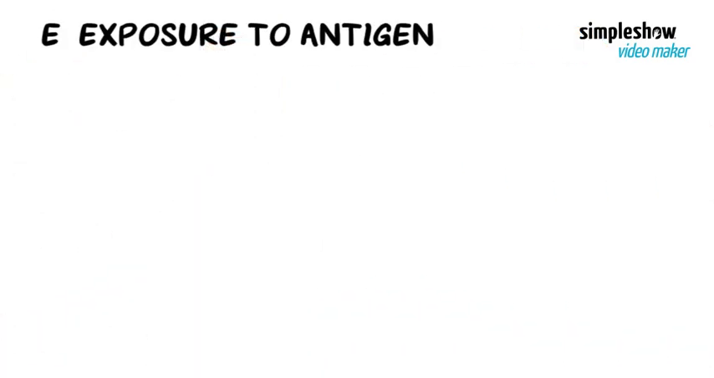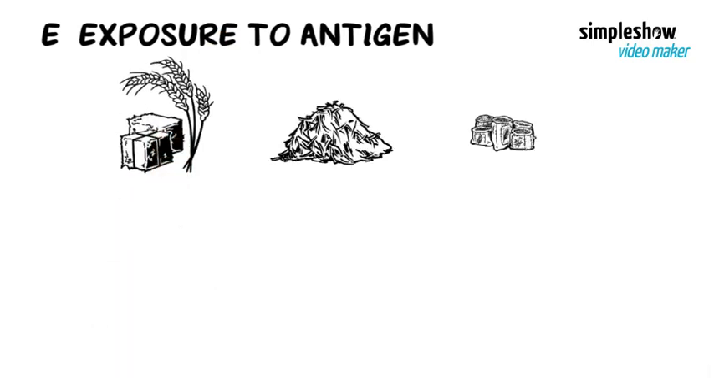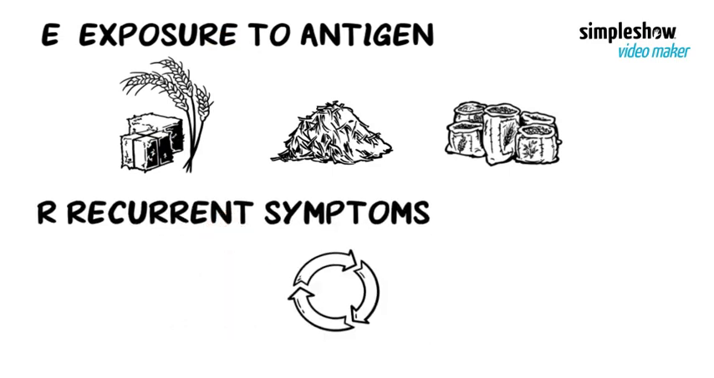E is exposure to the source of antigen. The source of antigen for a farmer is moldy hay, straw or grain. In case of bird fancier's lung, the source is avian excreta, feathers or proteins. R signifies the recurrent episodes of symptoms whenever the person is near the inciting antigen.